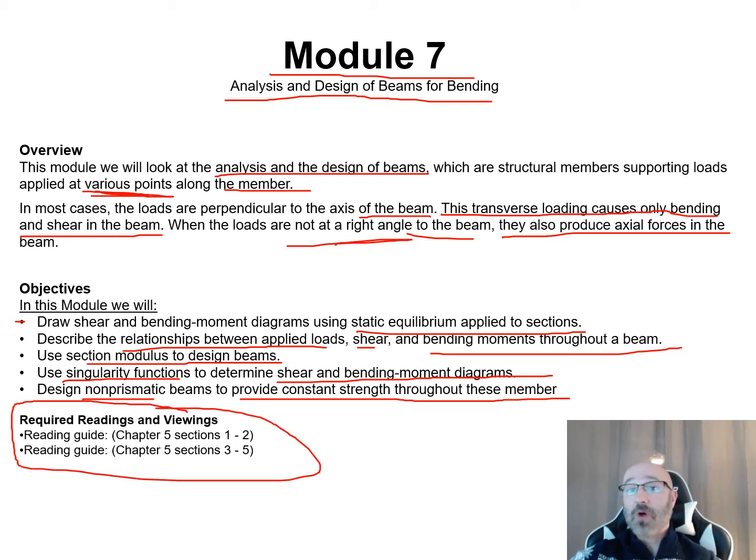So relating back to our textbook here, we're going to break this module into two different sections, 7.1 and 7.2. The reading guide for Module 7.1 is going to be Chapter 5, Sections 1 and 2. And for Module 7.2, it's going to be Chapter 5, Sections 3 through 5. So this is all of Chapter 5 for your reading. I would recommend doing that in advance of going through your lectures.